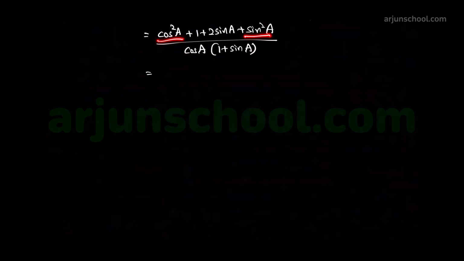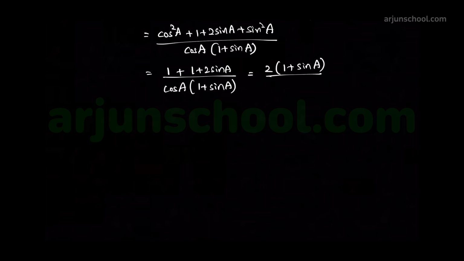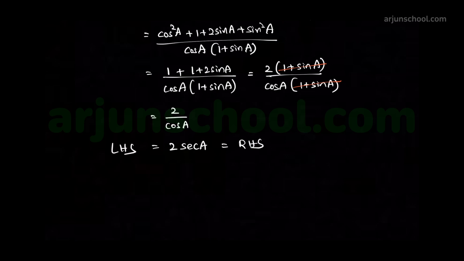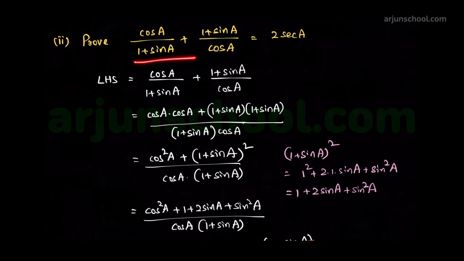In the numerator, cos² A plus sin² A can be written as 1. And already we have 1 plus 2 sin A, divided by cos A of (1 plus sin A). Numerator becomes 2 plus 2 sin A, from which we can take 2 as common. Therefore 2 of (1 plus sin A) by cos A of (1 plus sin A). Cancel 1 plus sin A from both numerator and denominator. We get 2 by cos A. 1 by cos A can be written as secant A, which is equal to 2 secant A, equal to RHS. Therefore, we have proved that cos A by (1 plus sin A) plus (1 plus sin A) by cos A is equal to 2 times secant A.